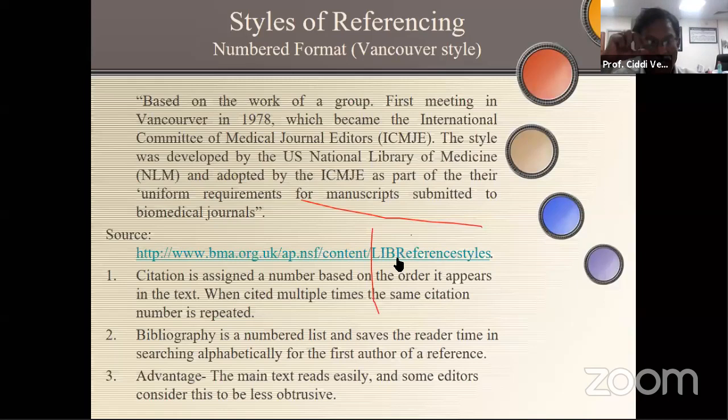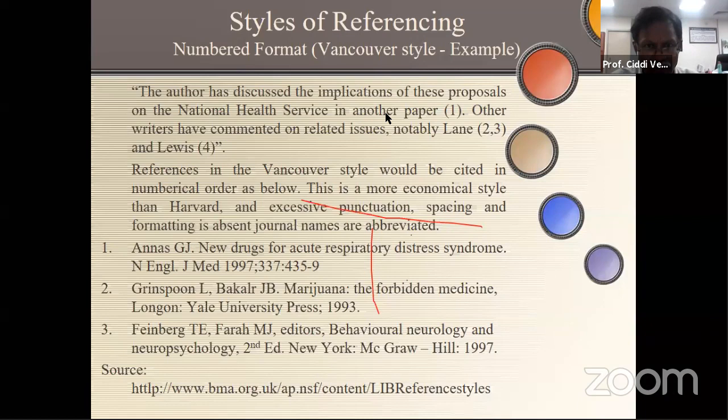One is number format, which is called Vancouver, and the other is Harvard style. If you are interested in further information, I have provided a link which you can go through, but I'll just show you. For example, a statement here, which I have given you, is numbered 1, 2, 3, 4. This is a numbering pattern.